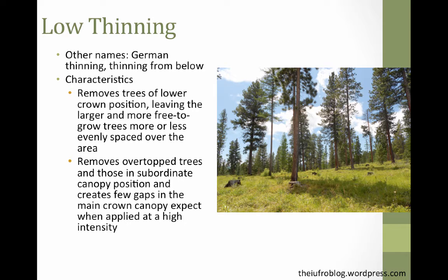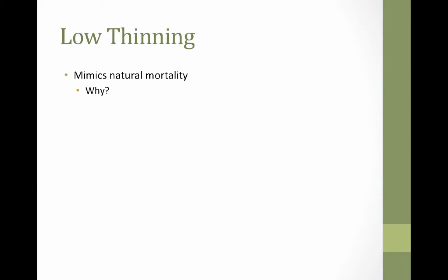It removes overtop trees and those in subordinate canopy positions and creates few gaps in the main crown canopy, except when applied at high intensity. So basically, you're taking out some of those lower quality trees. The less desirable trees in this low thinning example are trees that may be suppressed, that may be intermediate, trees with subordinate crown position. So low thinning mimics natural mortality.